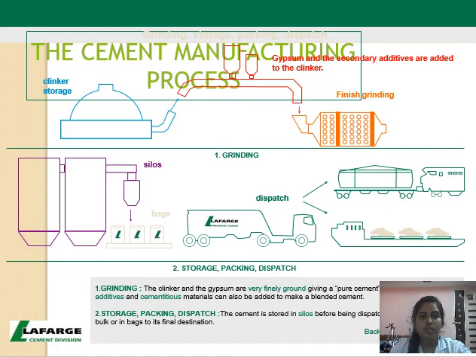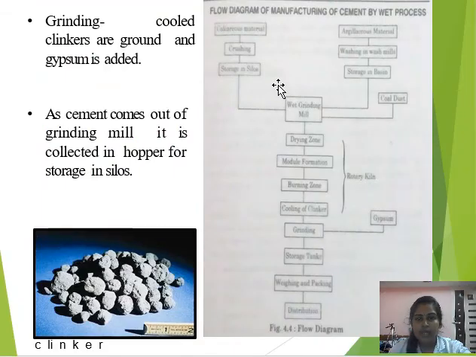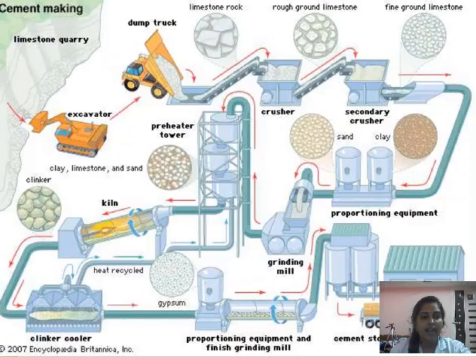The rest of the process is the same, and the only difference is the stage at which water is added. In the dry process, water is added to the raw mix, whereas in the wet process it is dispersed in water. So that is the difference between the dry process and the wet process. This is all about the manufacturing of cement. Thank you.